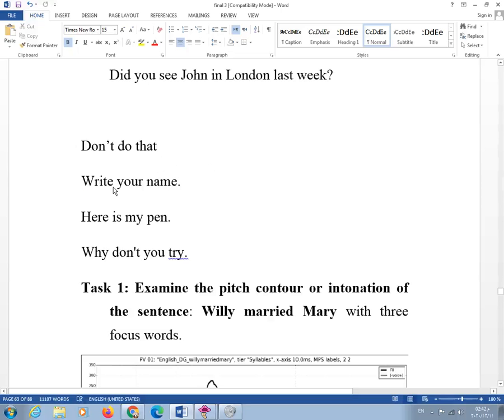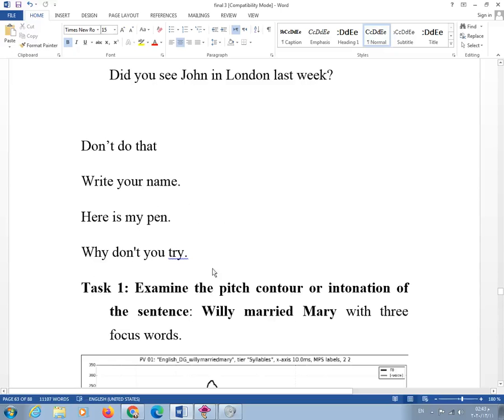Okay, let's try the second. Write your name. What is the tonic syllable here? Write. Okay, write your name. What's the tonic syllable? Your. Write your name. What's the tonic syllable? Name. Here is my pen. Why don't you try?